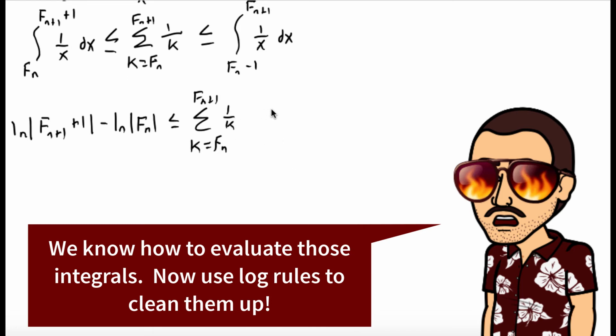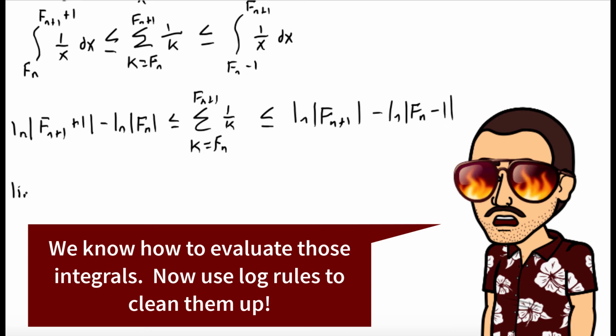And similarly, the upper bound for the sum that we're interested in is the natural log of the n plus first Fibonacci minus the natural log of the nth Fibonacci minus 1.